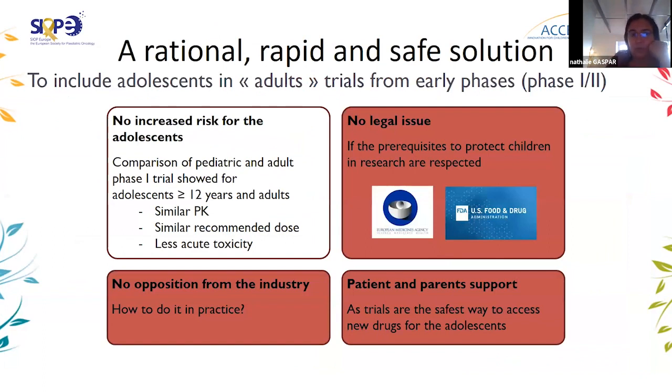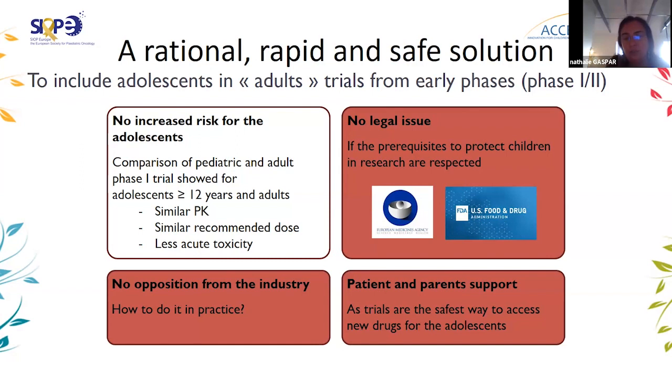And when you talk about adolescents, we talk about patients around 12 years old, because if you compare phase 1 in adults and adolescents up to 12 years old, they have similar PK, they have similar recommended dose as long as you give the drug according to BSA or weight.